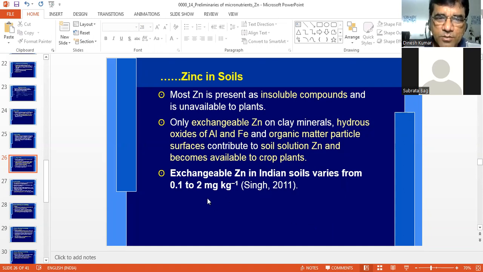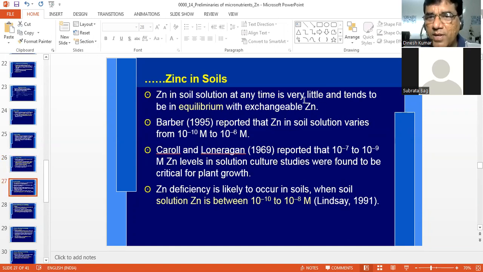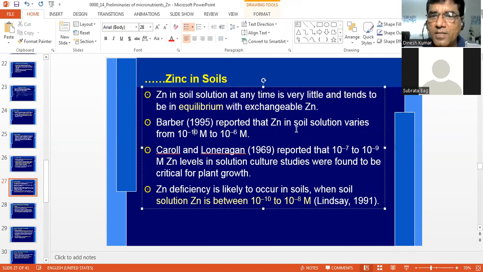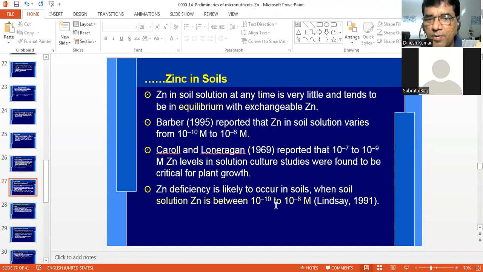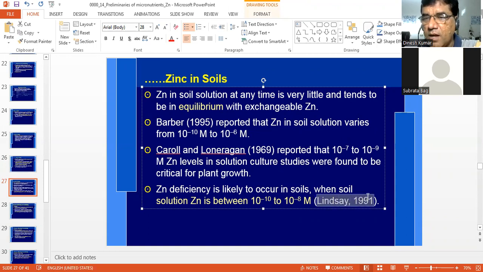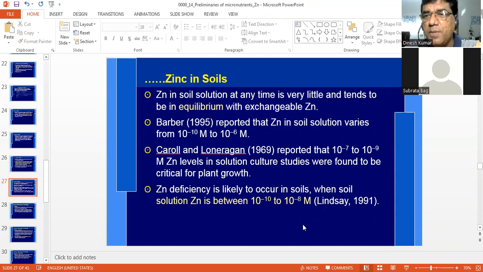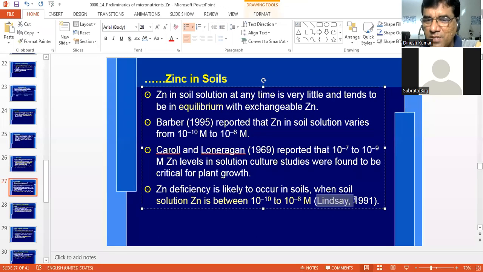Only exchangeable zinc is, you can see, 0.1 to 2 milligram per kg. This is available zinc in soils. Zinc in soil solution at any time is very, very little and tends to be in equilibrium with exchangeable zinc. Barber reported that zinc in soil solution varies from 10 to the power minus 10 molar to 10 to the power minus 6 molar. Zinc deficiency is likely to occur in soils when soil solution zinc is 10 to the power minus 10 to 10 to the power minus 8 M. Lindsay's name is quite famous. This Lindsay developed a method for estimation of zinc, and his method is common throughout the world. So you can remember this name Lindsay.